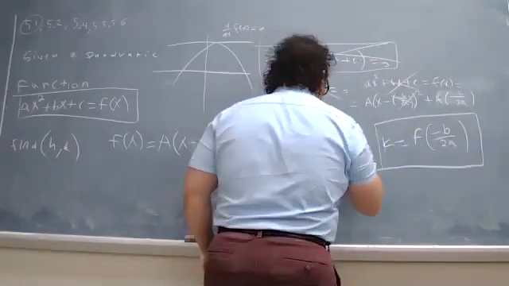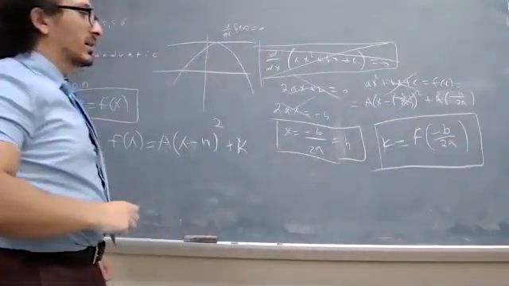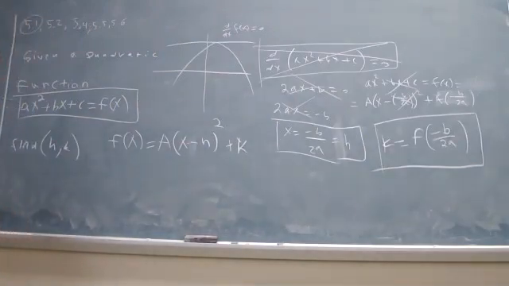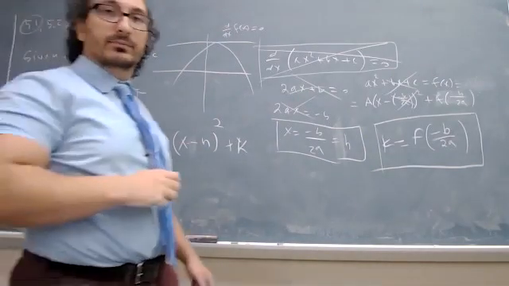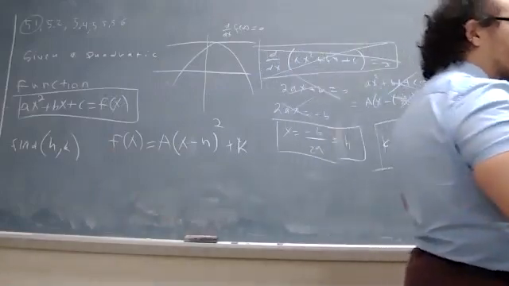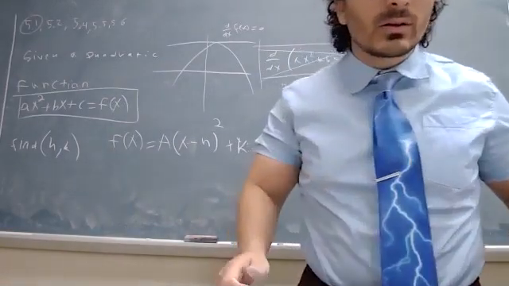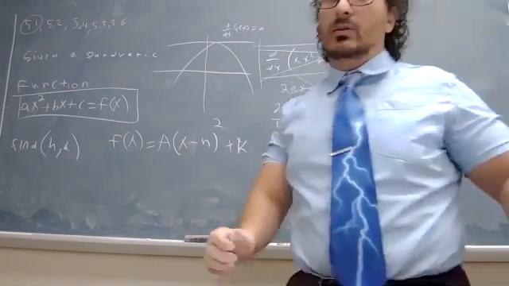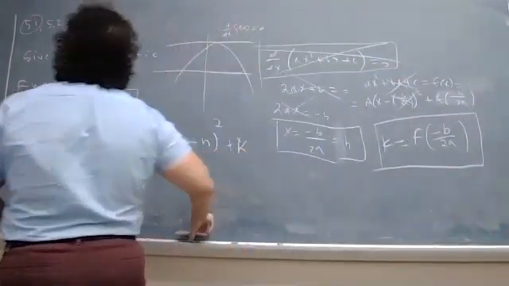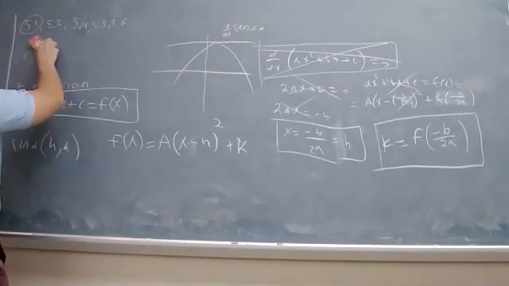All you need to know is that your h is negative b over 2a, and your k is f of negative b over 2a. What do I mean by that? Good. I hated calc. No, don't say that. If I was your calculus teacher, you would not hate it.